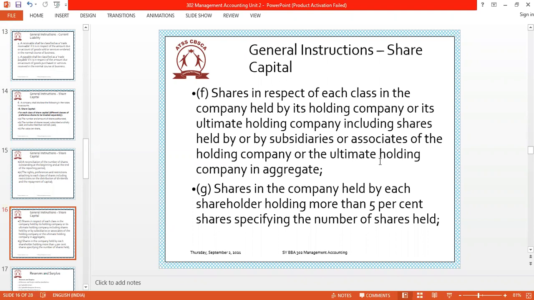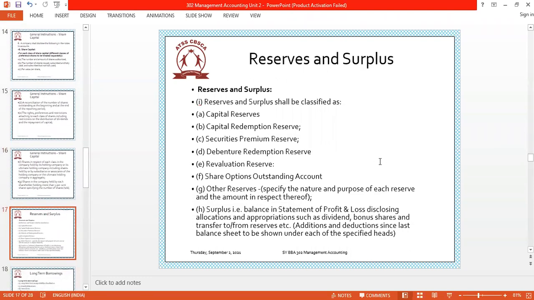Then the next point, when we are drafting the balance sheet and writing the share capital, is that if any person is holding more than 5% of the share capital, we have to specify his name and the number of shares that the person is holding, in case he is holding more than 5% in an organization. Then after that comes reserves and surplus.